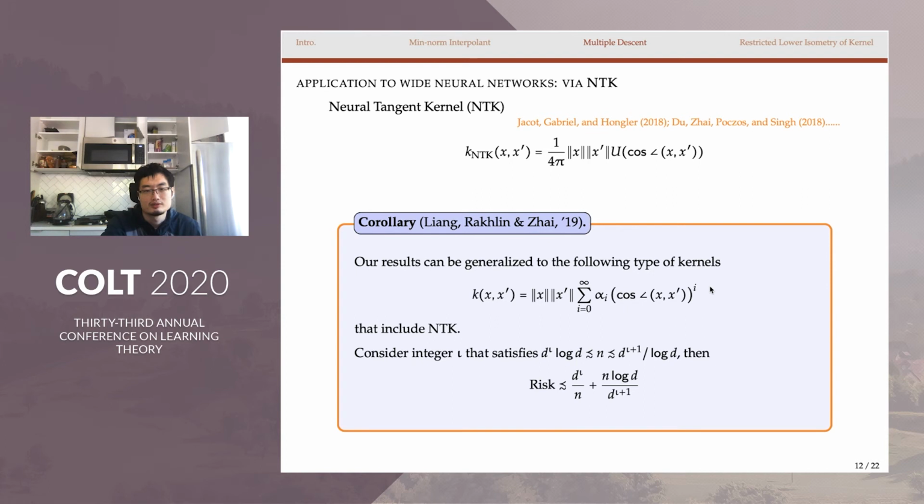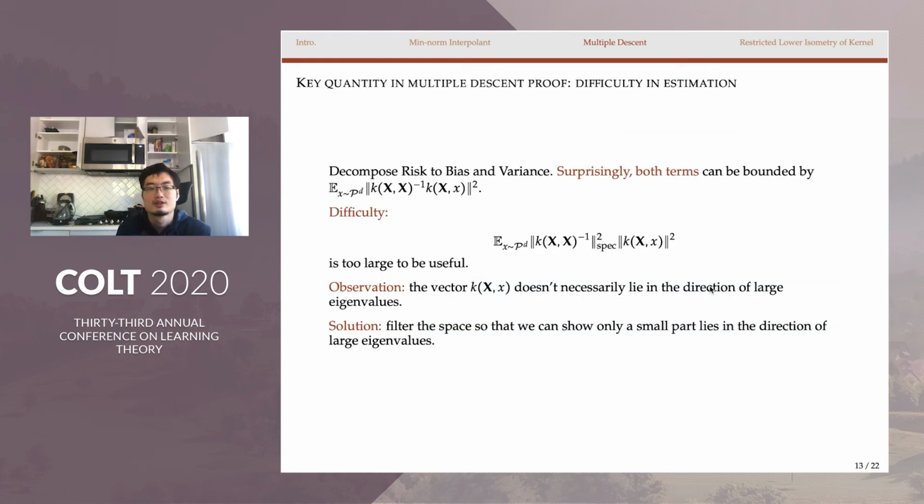And the thing is that this neural tangent kernel is not quite the same as an inner product kernel. So we have to modify our proof a little bit, but luckily the result is quite similar. So we would expect the same multiple descent behavior for very wide neural networks under our high dimensionality setting. Okay, so let me share with you the main proof techniques.